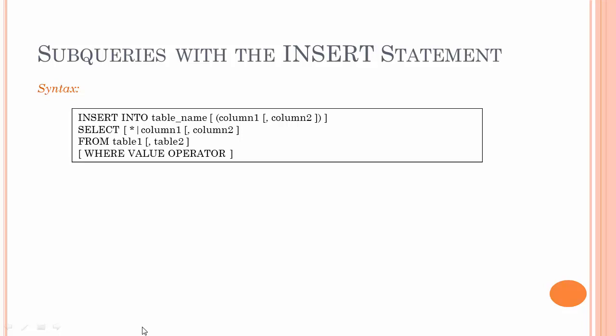Subqueries with the insert statement. So here we have syntax of subqueries with insert statement. Insert into table name and then column names, then select, you can write star or you can write the specific column names from table 1 and table 2 and then where condition. All right, so if you want to insert data from one table to another table, make sure you have same structure in both tables. All right, so let's see how can we do that in SQL Server.